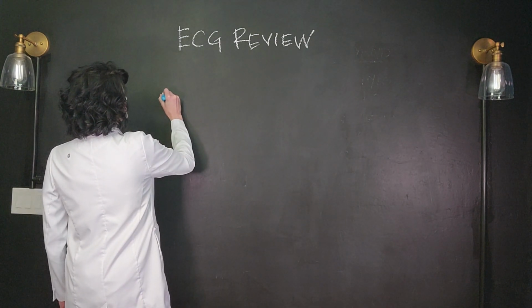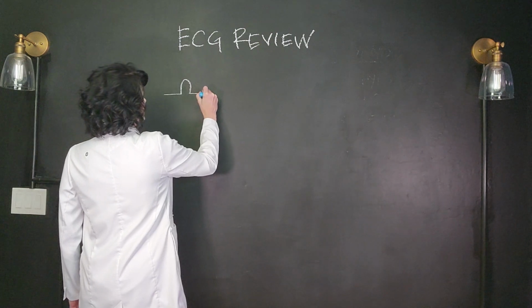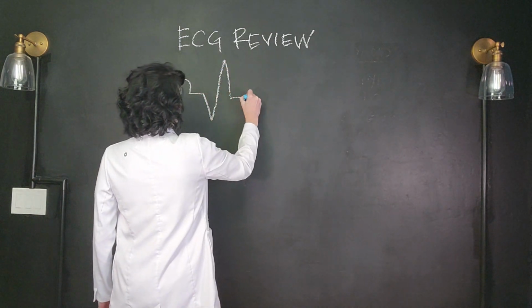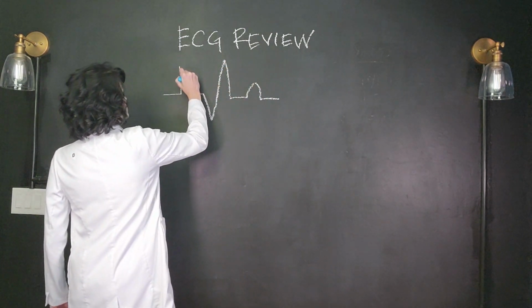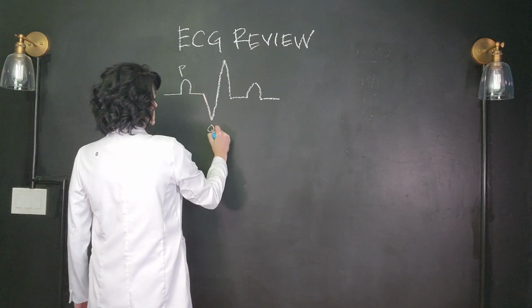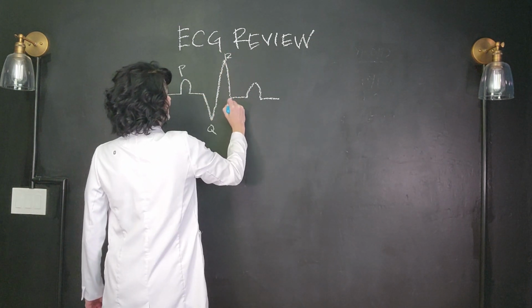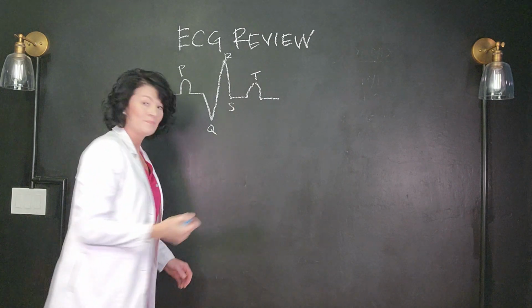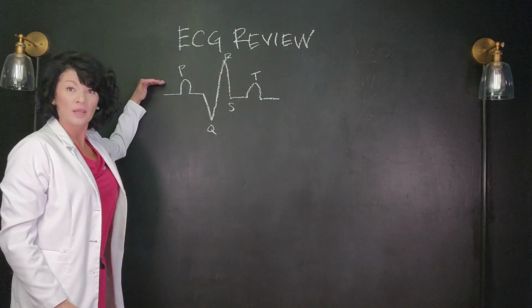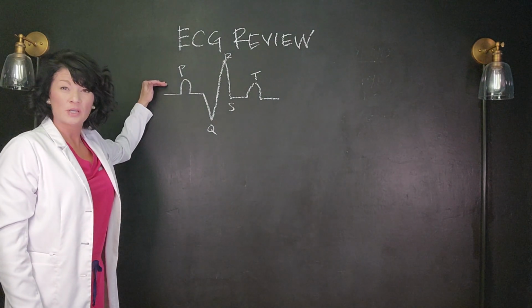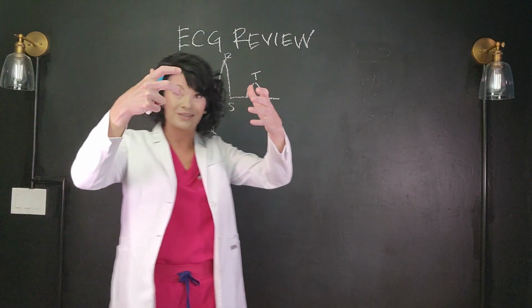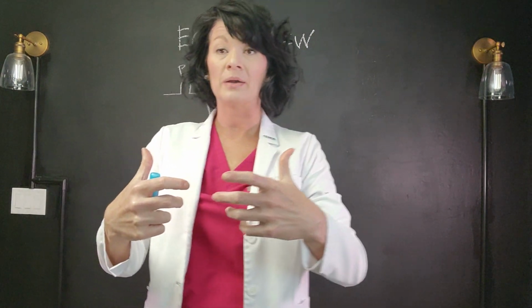Okay, so first we're going to start with a P wave, then we have our QRS complex followed by our T wave. So this is our P wave, this is the Q, R, and S, and here's our T wave. As we've discussed, the P wave is the depolarization of the atria. So again, the atria are at the top of the heart, the ventricles are at the bottom of the heart.